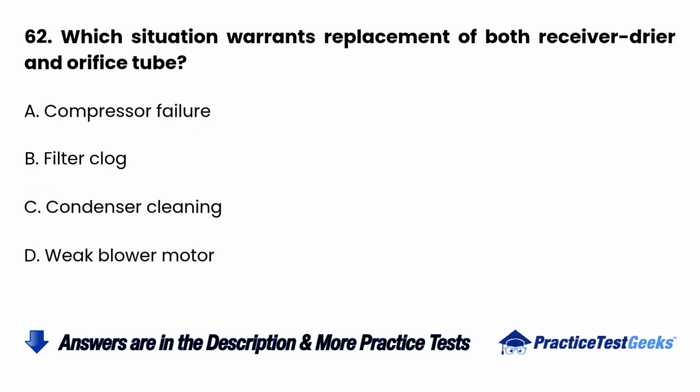62. Which situation warrants replacement of both receiver dryer and orifice tube? A. Compressor failure. B. Filter clog. C. Condenser cleaning. D. Weak blower motor.